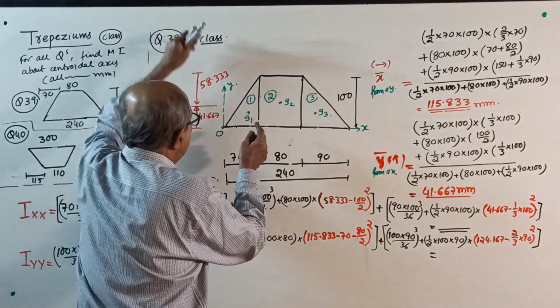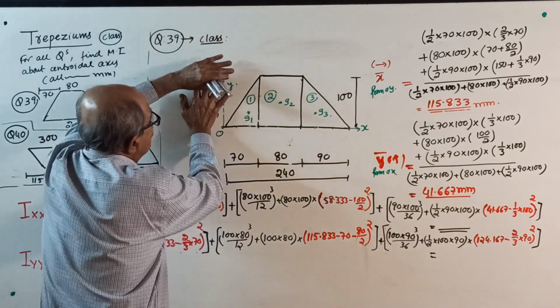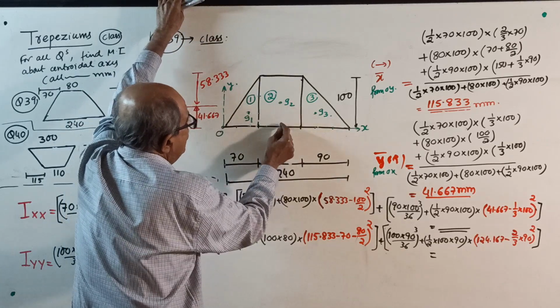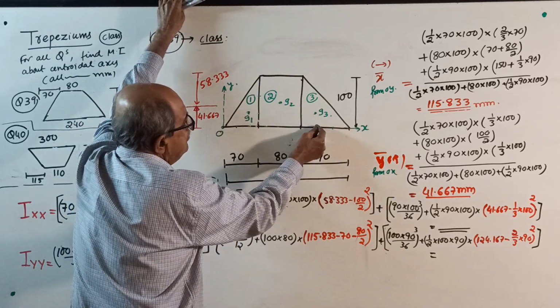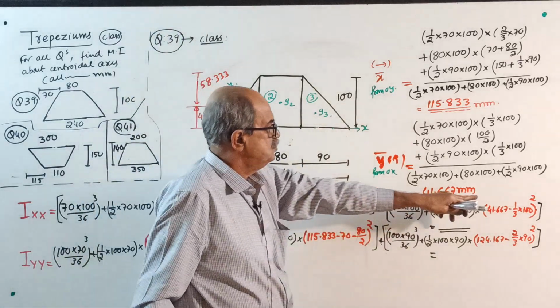Same way Y bar, this area into 1/3 of 100. Don't see this one. This area into half of 100. This area into 1/3 of 100. Divided by total area, you get Y bar.